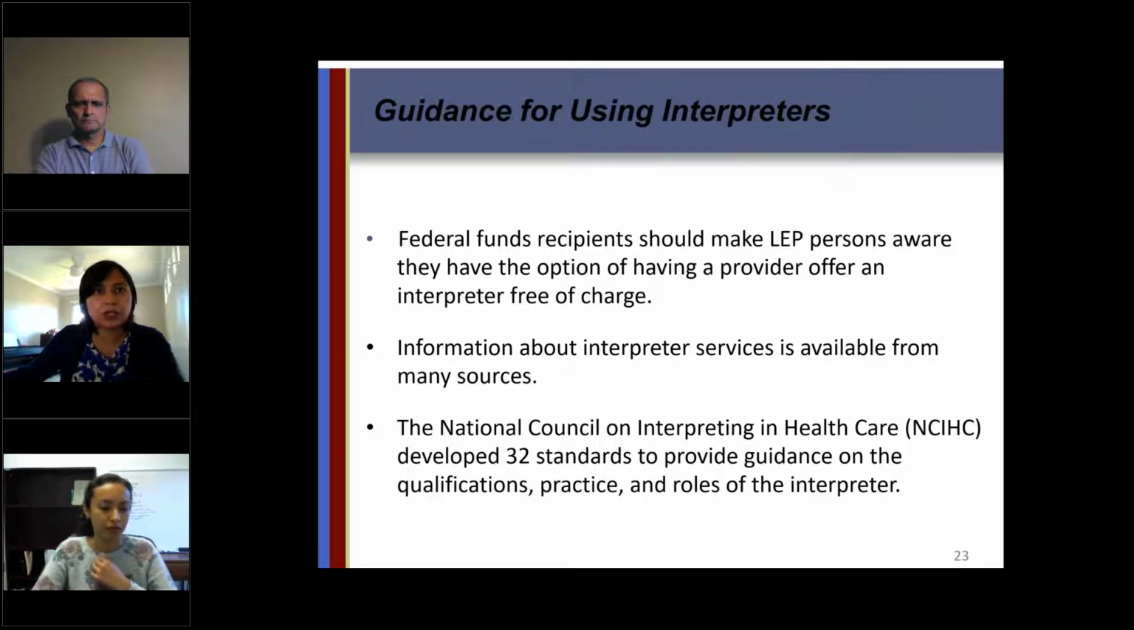Additional information on interpreter services can be found at many state health departments. It can be found at the National Council on Interpreting in Healthcare, the American Translation Association. And then you can also look at websites of ethnic and cultural groups and even the embassies, as Dr. Leon mentioned during our last session.